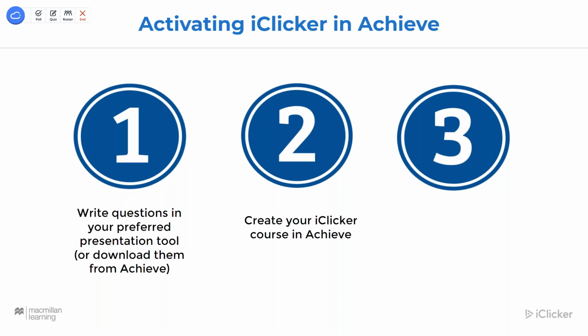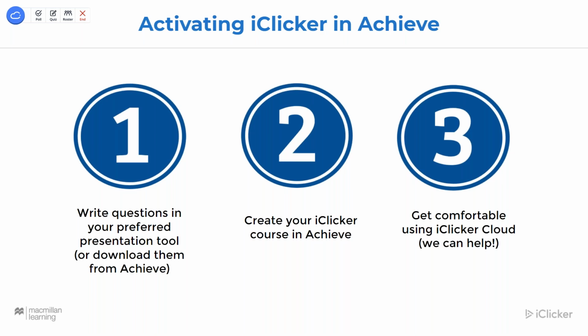The second thing that you do is you create your iClicker course in Achieve. It's really easy. You just go to the gradebook. There's a button that says iClicker in the upper right-hand corner. You click on it and just follow the prompts. It's very fast. And then lastly, you just get comfortable using iClicker Cloud.